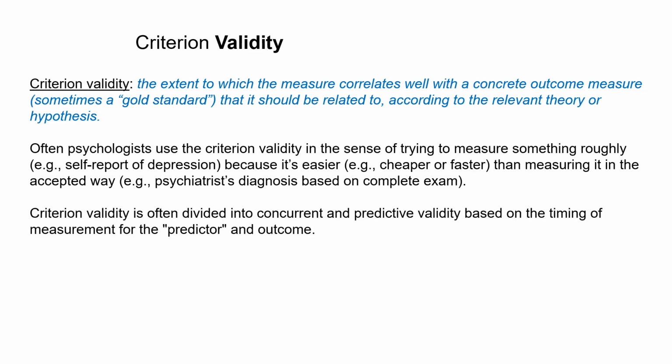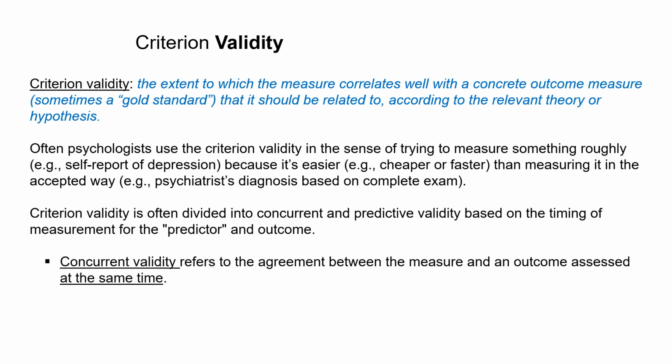And then within that, we can divide it down based on two different types of criterion validity, and this is based on timing. So if we're comparing it to something in the past, it's concurrent validity. So we're trying to see agreement between the measure and an outcome assessed either at the same time or a measure that's measured in the past. So concurrent validity would be if you've got that gold standard.